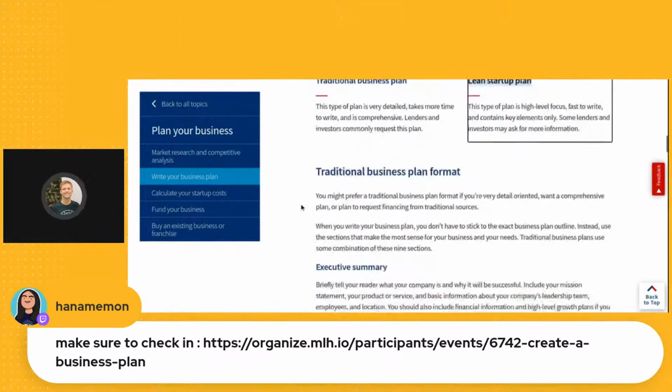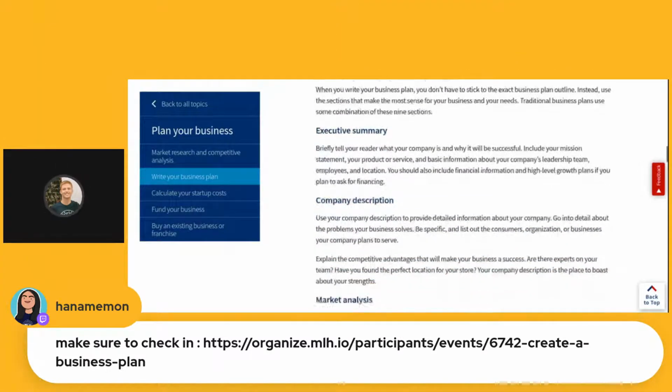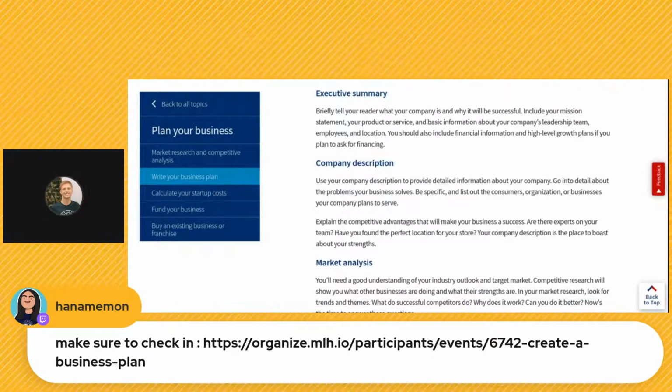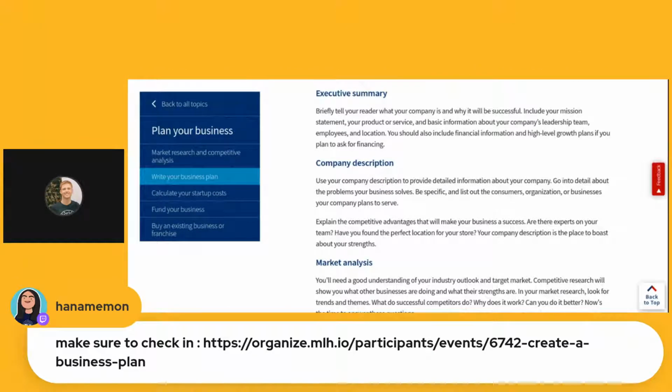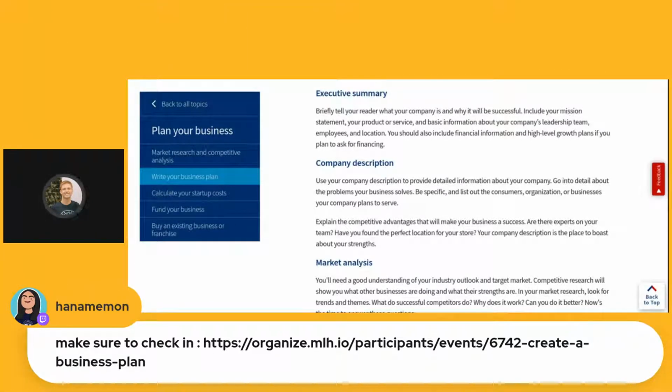Okay, everyone. So let's learn about the elements of a business plan. The first element is an executive summary. Maybe you've heard about executive summaries before, but the idea is that we're delivering information to someone in a succinct way, because executives don't tend to have as much time to read about the details of a project. So an executive summary will briefly tell the reader what the company is and why it will be successful.